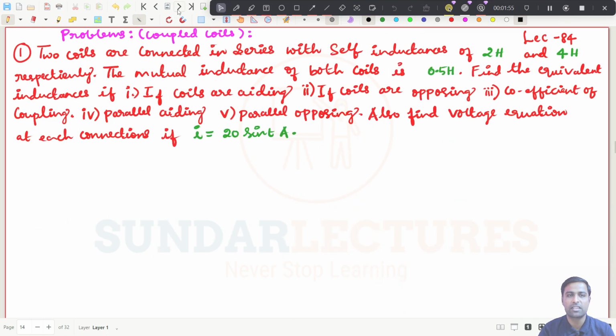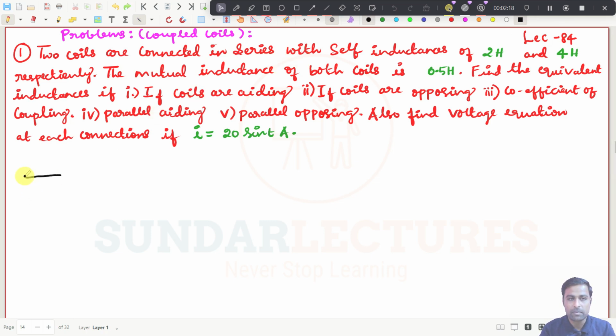This is what we have seen in the previous class, and now we will take some problems to get good clarity. I will read it out. Two coils are connected in series with self inductances of 2 Henry and 4 Henry. Let us write down what they have given. Two coils are connected in series.